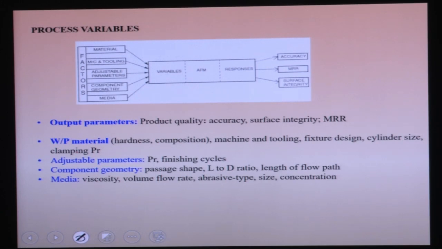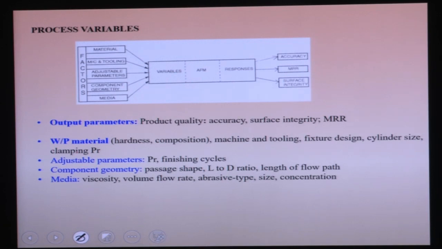What are the different input parameters? Input parameters you can see: workpiece hardness, so hardness and composition of the workpiece material. Okay. Now machining and tooling, what kind of machining you are doing and what kind of tooling you are making, and then fixture design, cylinder size, clamping pressure. All these are input parameters for the workpiece material.